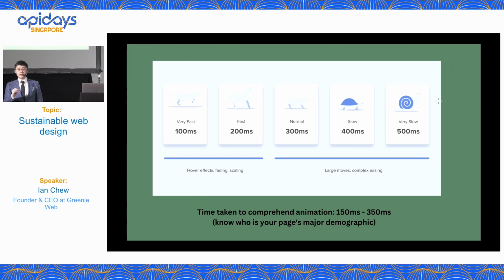The idea really is that if your demographic is someone younger, then you can tailor it more to the 150 side, right? If your site is meant for people who are more legacy users, then you can put it towards the ending, about 350 milliseconds. So you want to tailor it to your demographic to make sure it's carbon efficient.